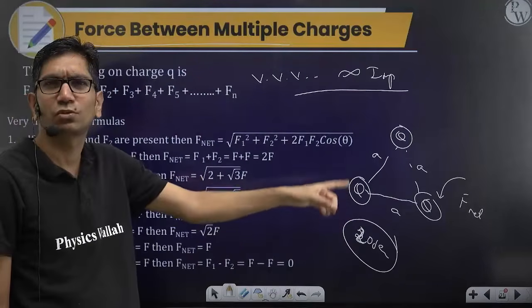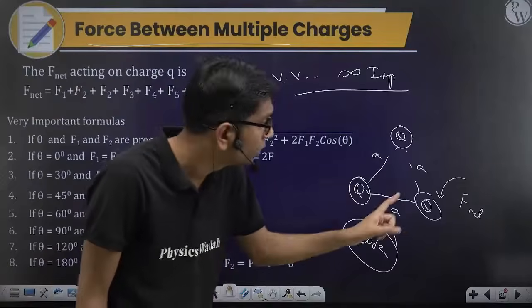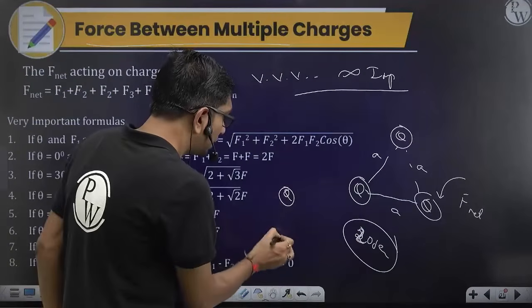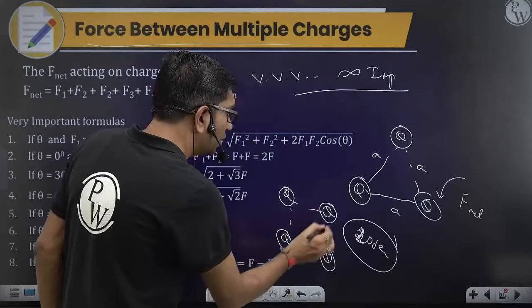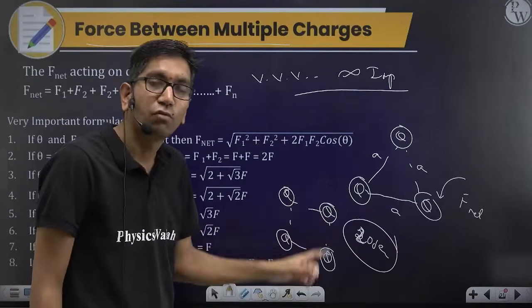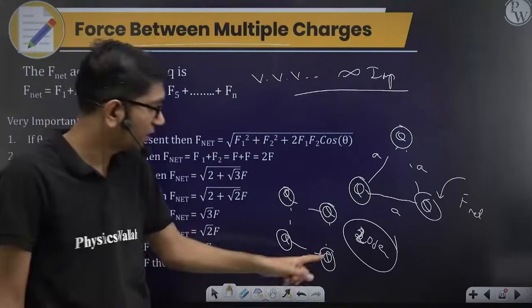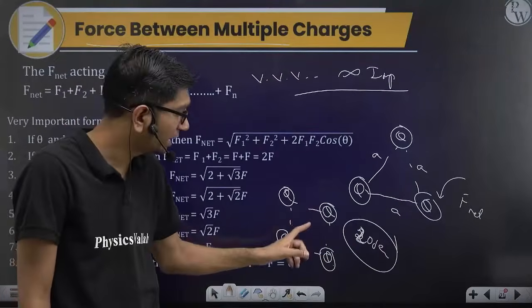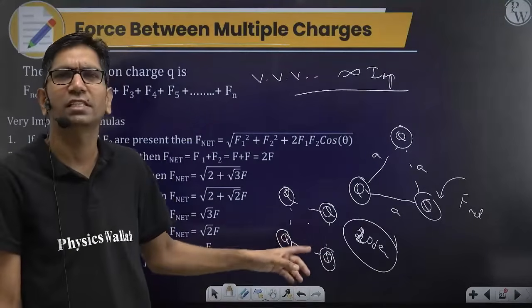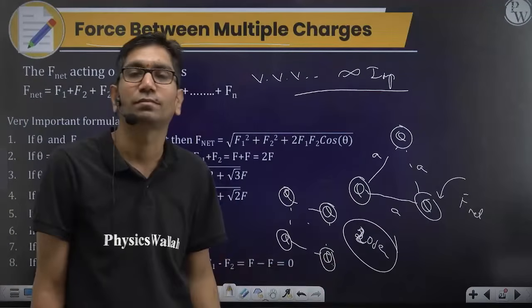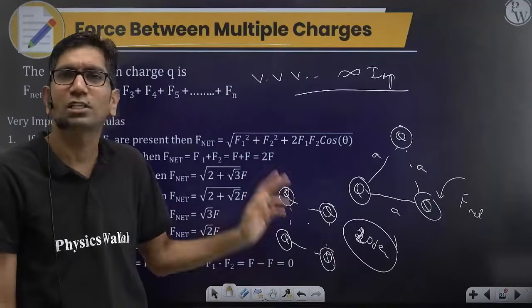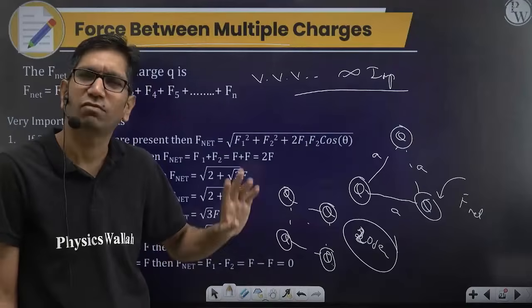Most of the students don't know how to solve this type of numericals. So like this, charges Q and Q are placed on the 4 corners of a square. Find the net force on here. If it is in the center, of course it will be 0 only, no problem. You have to find out this one. You can solve this one within less than 40 seconds only, beta.